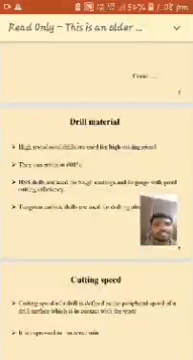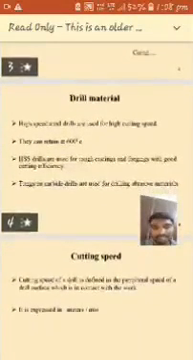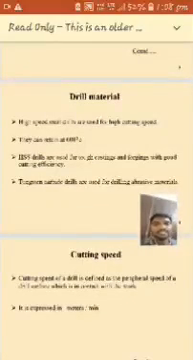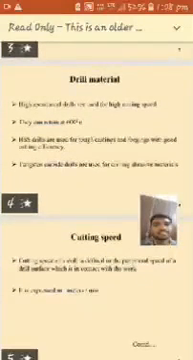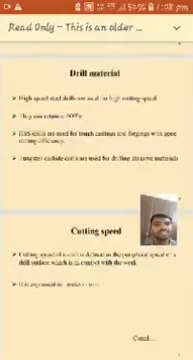They can retain their hardness at 600 degrees centigrade temperature. High speed steel drills are used for tough castings and forgings with good cutting efficiency.